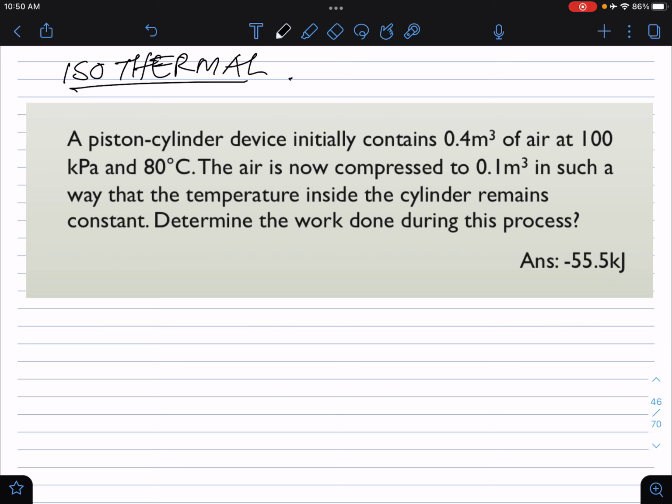Okay, Assalamualaikum. So this time I will do a problem on the isothermal process for an ideal gas. The ideal gas this time is also air. So let's see the question first.